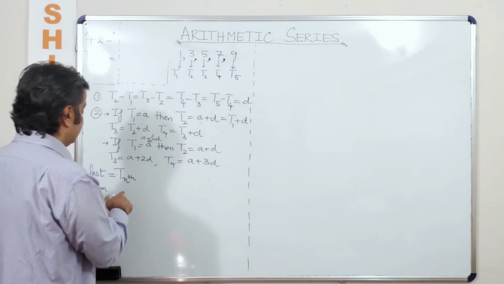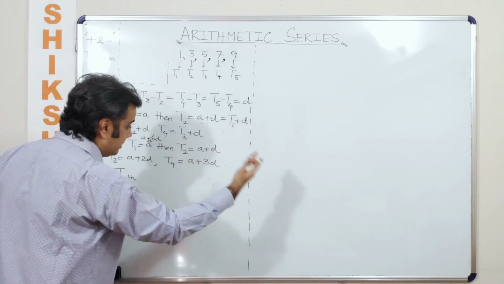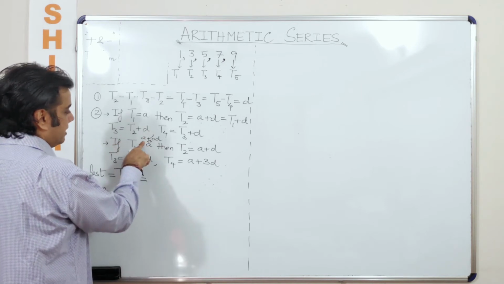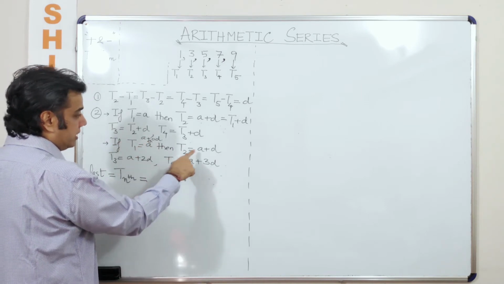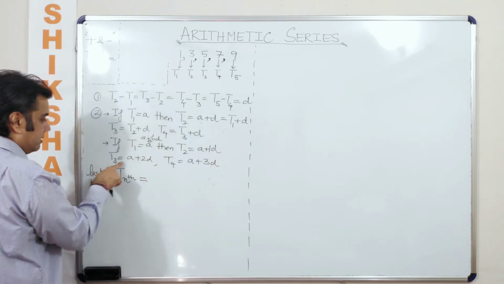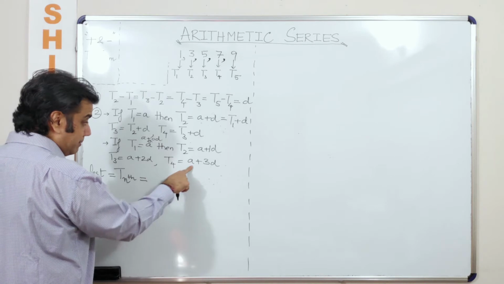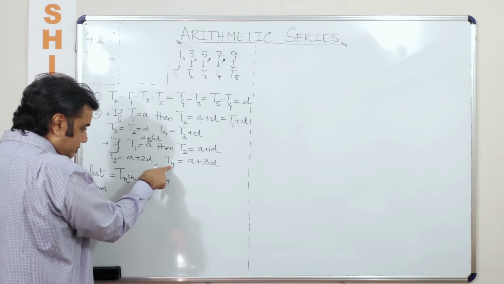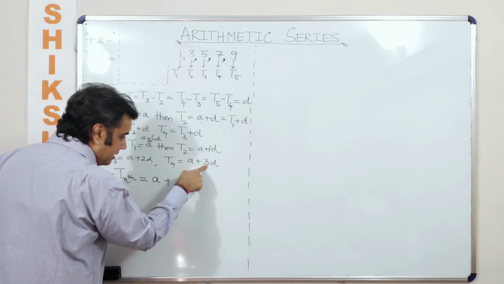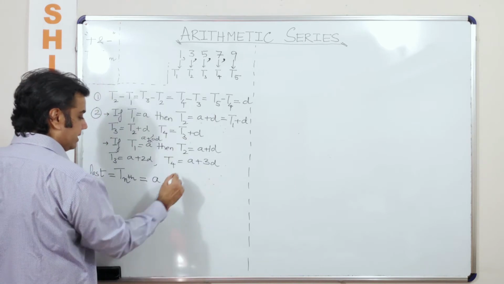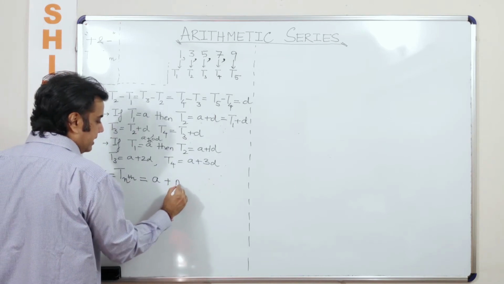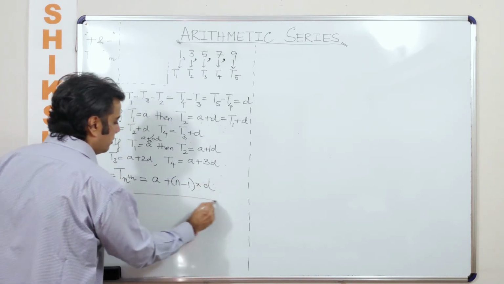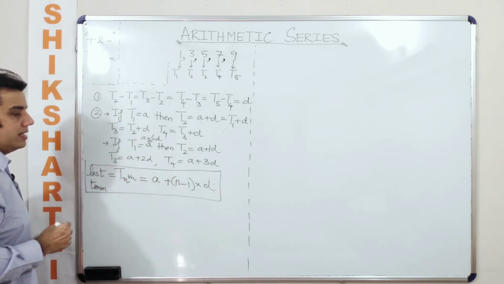Okay, so the last term, which is called the nth term, you can deduce yourself. The first term you wrote as A plus 0D, right? The second term you wrote as A plus 1D, let's say. The third term is A plus 2D. The fourth term is A plus 3D. So the nth term by default should be A plus, and whatever subscript you are writing here, the multiple of D would be 1 lesser than that. So if I am writing n here, I will write it as n minus 1 times D. This is how you get the formula for the nth term of an arithmetic series.